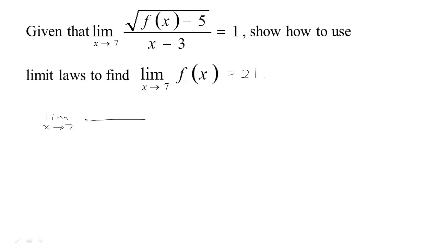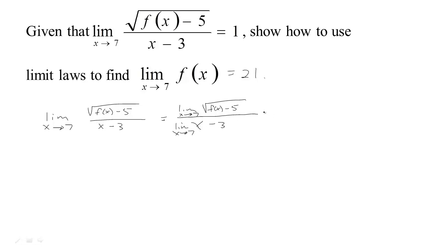now it's 1, but we also know by our limit rules that the limit of a quotient is the quotient of the limits. So it should be the same thing as the limit as x tends to 7 of the square root of f of x minus 5 over the limit as x tends to 7 of x minus 3.